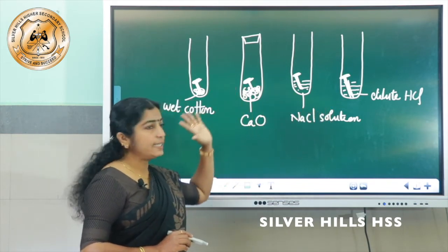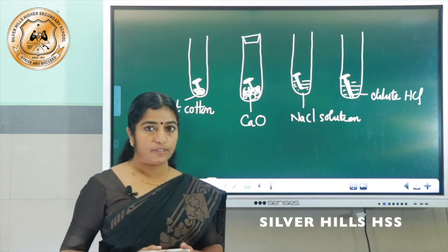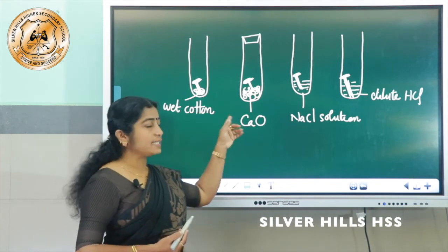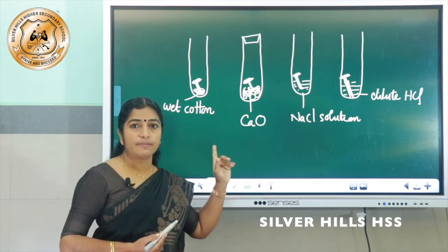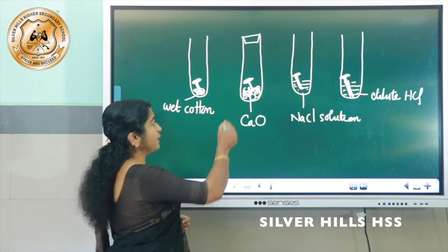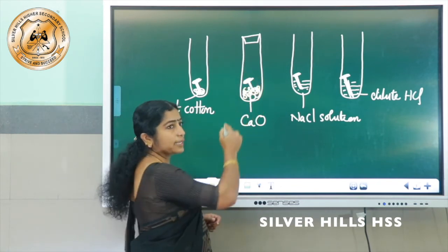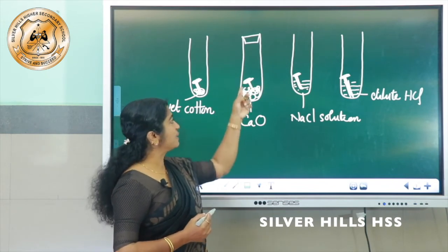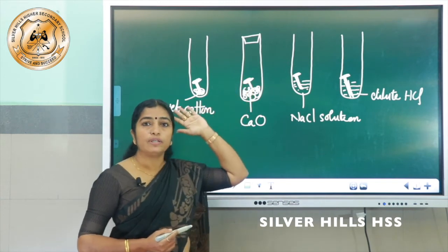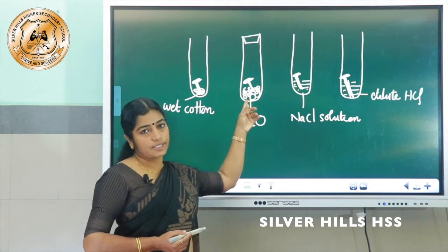And what about the second test tube? The iron nail is placed in calcium oxide, quicklime. What is the peculiarity of quicklime? It is a drying agent. Calcium oxide is a drying agent, meaning a substance that can absorb water. So when we keep the iron nail in calcium oxide, the moisture present in the test tube is absorbed by calcium oxide. So there is no moisture in the test tube, and rusting won't take place in the absence of moisture. So iron won't rust in the second test tube.